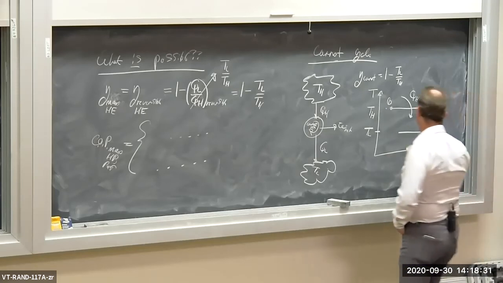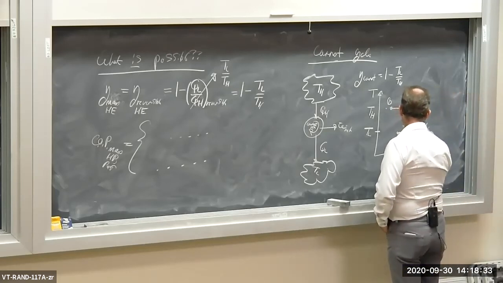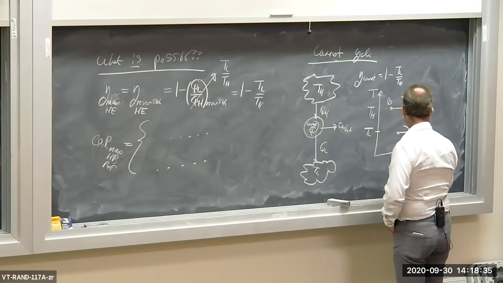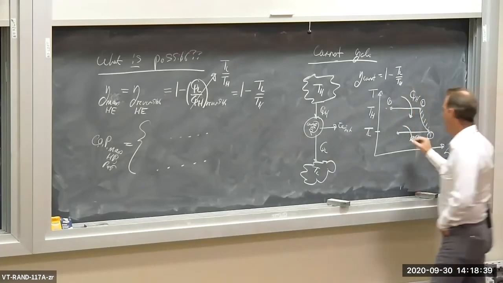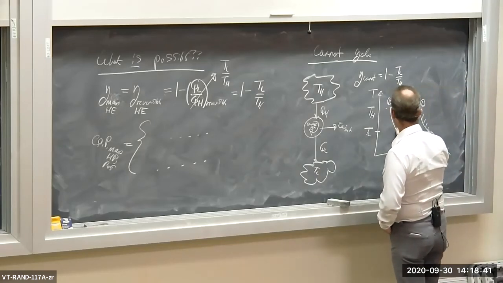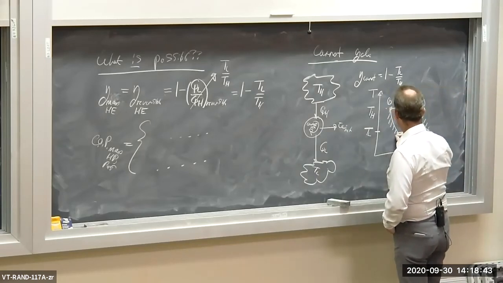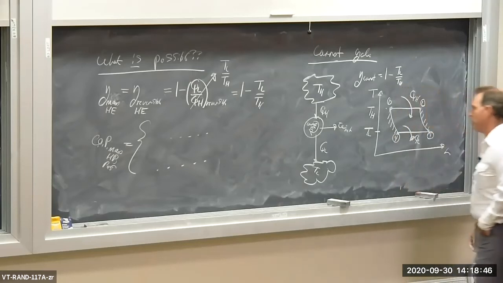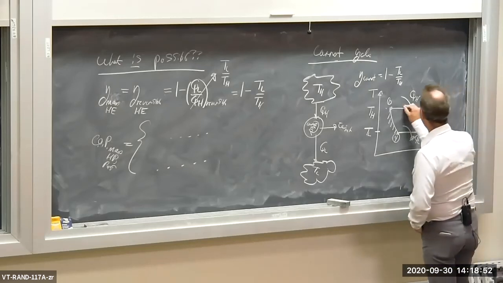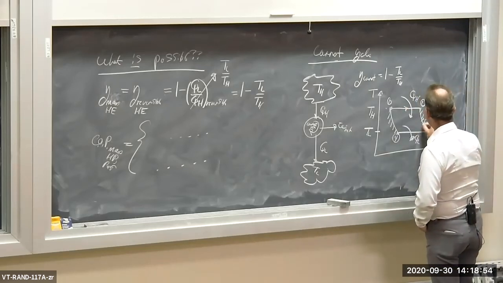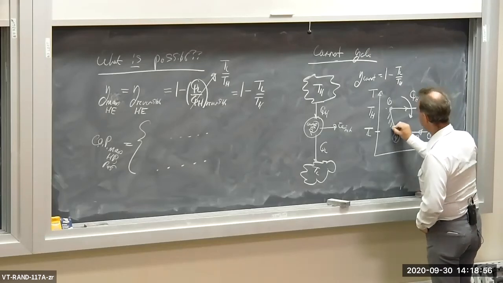And then we have compression, isothermal, so that's where we reject the heat to the low temperature reservoir. And then we have adiabatic compression back up to the original temperature and volume. Okay, so that's the TV diagram for the Carnot heat engine. And this is operating in the clockwise direction.